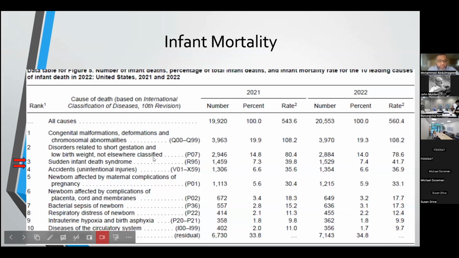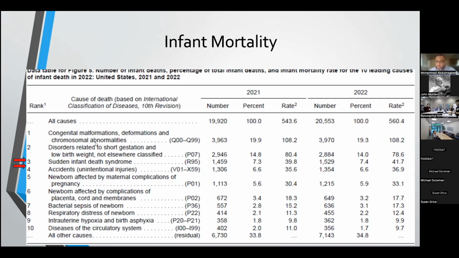So for infant mortality, as you can see, this is data from the CDC up until 2022. The major concern for infants, as you know, is children under the age of 1 year old. The major reasons for mortality are congenital malformations, chromosomal abnormalities, and genetic disorders. This is number one. Number two would be related to prematurity and low birth weight.